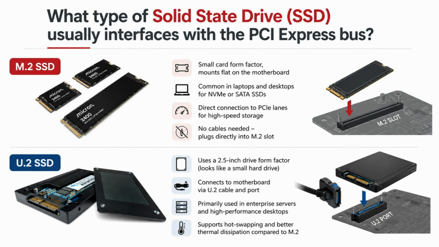Two form factors handle that PCIe connection. M.2 SSDs use a small card that mounts flat directly on the motherboard, common in laptops and desktops for either NVMe or SATA SSDs, plugging straight into the M.2 slot with no cables needed. U.2 SSDs use a 2.5-inch drive form factor, connecting via a U.2 cable and port, primarily found in enterprise servers and high-performance desktops, supporting hot swapping and better thermal dissipation than M.2.